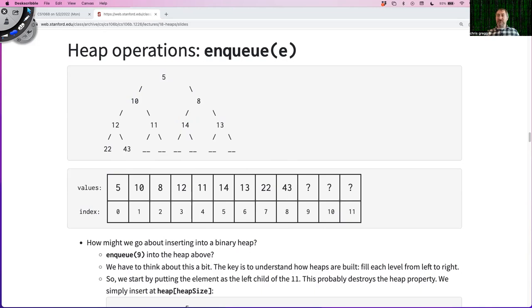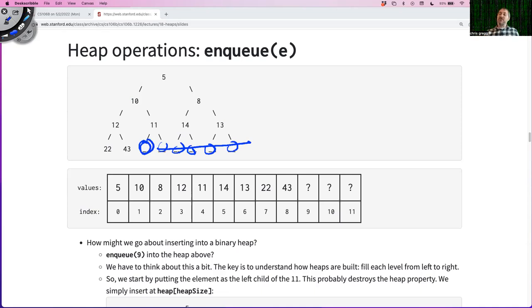Let me ask you one more question. Where's the next place an element's going to go? Where do you think the next place is going to go? And this has to do with where it's going to be complete. Could I put an element here? Yes. Could I put it here, here, here, here, or here? No, because that would mean that this one's empty and it's not a completely filled tree.